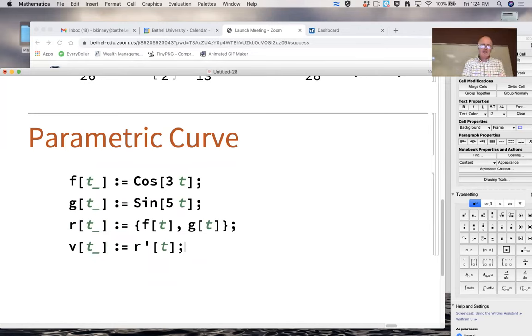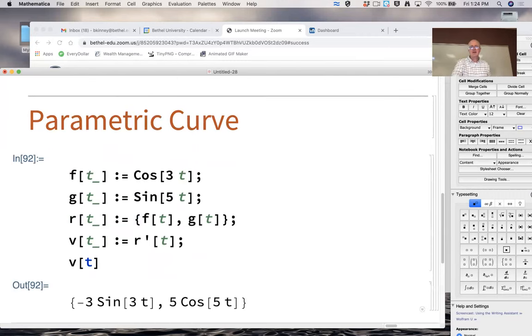I'm wondering, what is the formula for the velocity vector? If I just type v of t with no underscore, because v of t has already been defined, I should see its formula. There it is. The velocity vector's first component is -3 sine 3t, and second component 5 cos 5t. It's the derivatives of f and g.